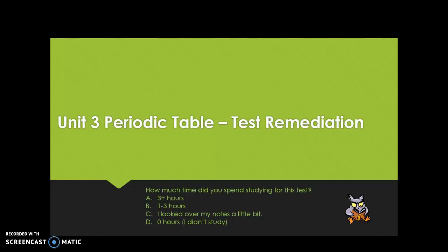I wanted to go through the Unit 3 periodic table test remediation. So let's review some of this material. First thing, please think about how much time that you have spent studying for this test. If you are not putting yourself up here at about A or B, you definitely need to add more time to your study. That will help your scores and your understanding of the material. The more you understand the material, the easier the test will be.